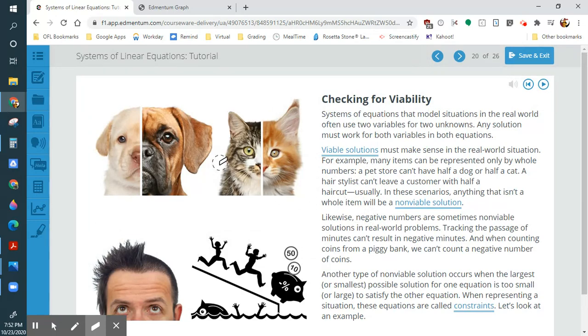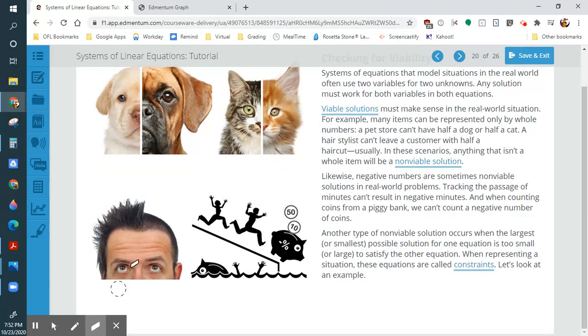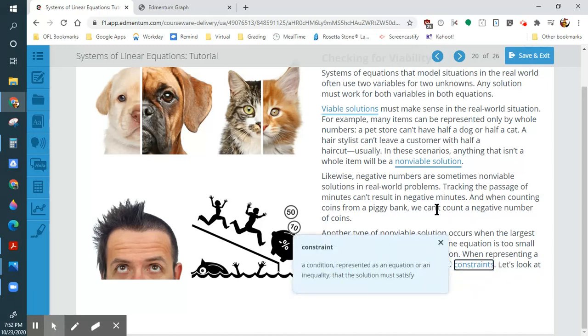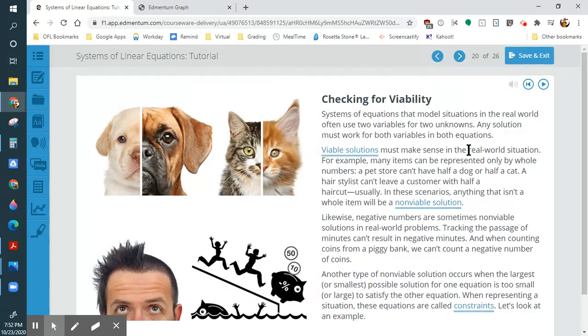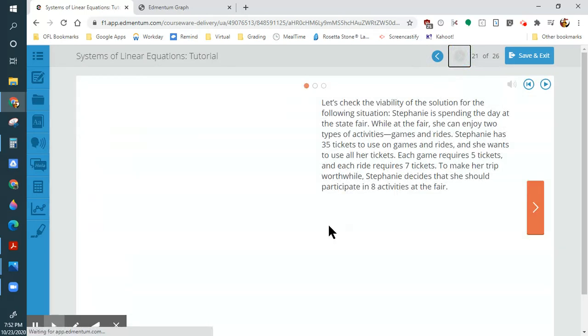You can't go Frankenstein. I mean, this is viable, it's just not ideal. So there are times where you have certain constraints. Constraints mean things that you want to satisfy a specific condition. So let's go into this.